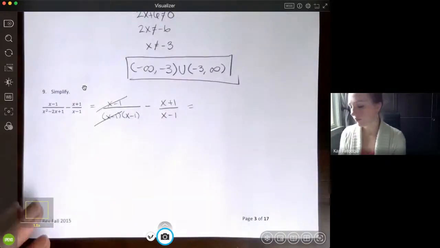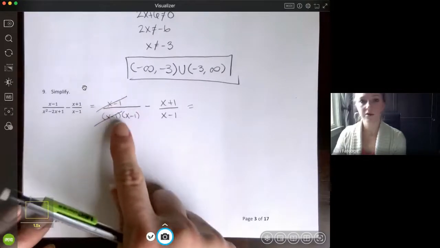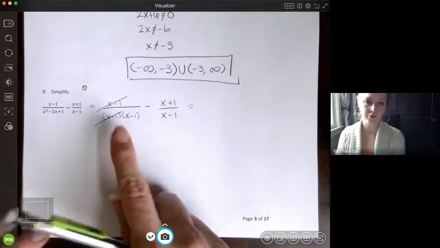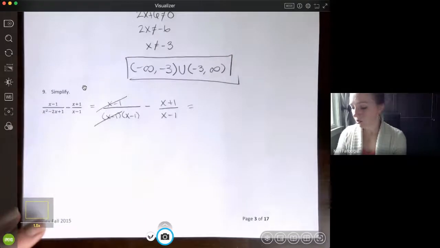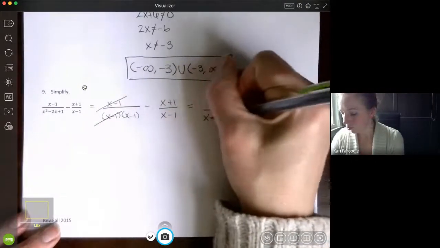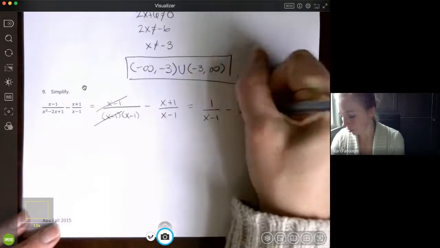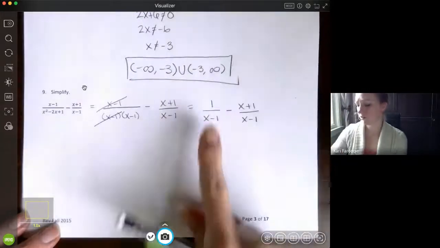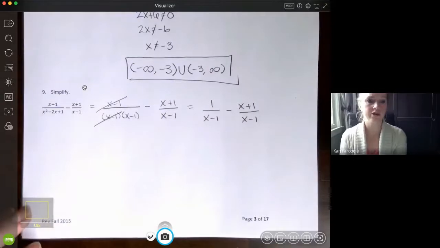Now, another thing that students tend to miss on a problem like this is that when you take x minus 1 and divide by itself, that simplifies to 1 over 1. The numerator here is not 0. The numerator is 1. So when you rewrite this, you have to account for the fact that there's still something non-zero in the numerator, and that something is 1.